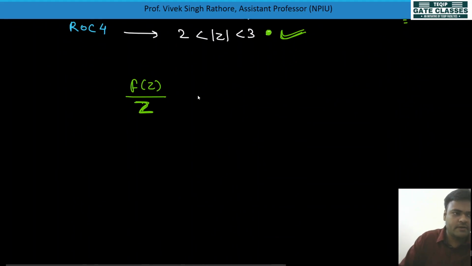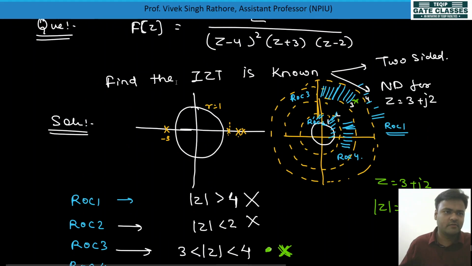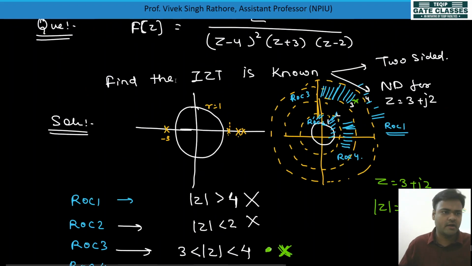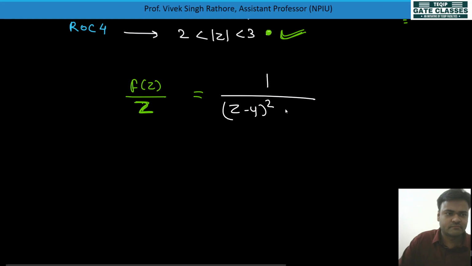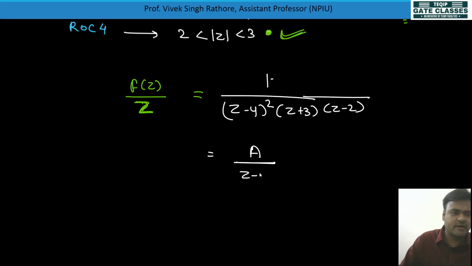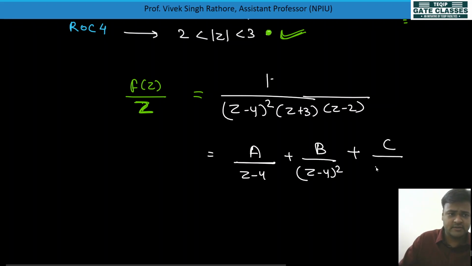So we'll keep it like this: f of z by z will be equal to 1 by (z minus 4) square, (z plus 3) and (z minus 2). Now what we have done is just transferred z here. So now we can do partial fraction. Let's suppose a coefficient is there, z minus 4 plus square term is there, so b by (z minus 4) square will be there, plus c by (z plus 3) and d by (z minus 2).